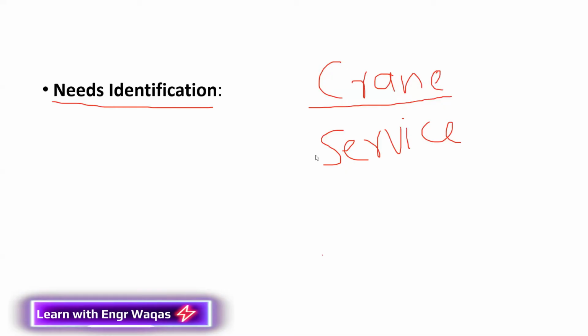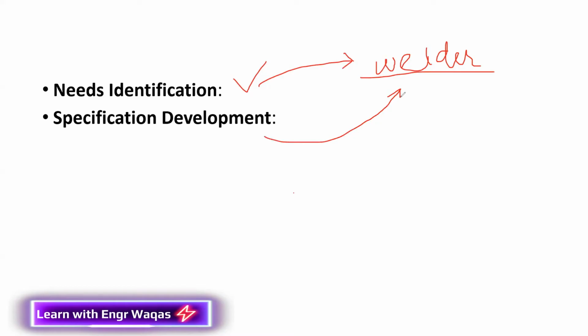The next thing is specification development. First you identify, and then you go for standardization. Like I was saying in the previous point, your welder should be certified in a special kind of welding course. That is your specification. First you identify that you need a welder, a crane, or anything else, but then you talk about the specification, how much skill is required.